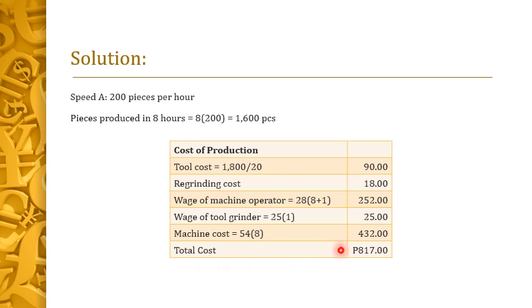We get the sum of the 5 to get the total cost of production for speed A, equal to 817 pesos. Now we're ready to compute the cost per piece, which is equal to the total cost of production divided by total output, equal to 817 pesos divided by 1,600 pieces. Therefore, the cost per piece in speed A is 0.511 pesos.